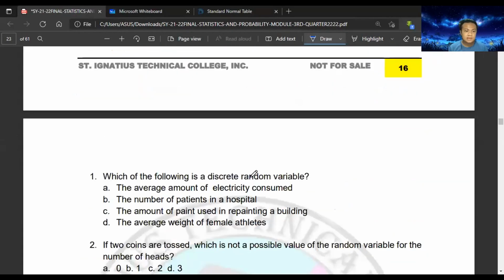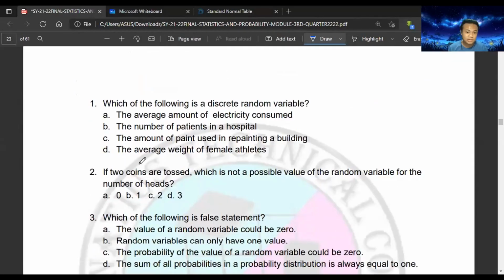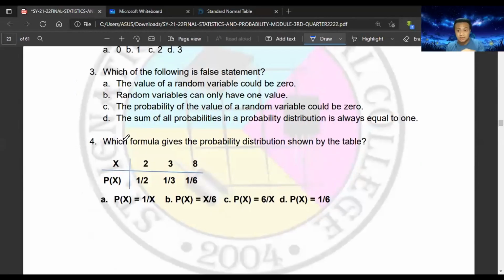And then test 2 is just multiple choice. Just write the letter of the correct answer. And number 4, it's not 1 over 6, this is 1 over 8. So never mind this, that's 1 over 8.